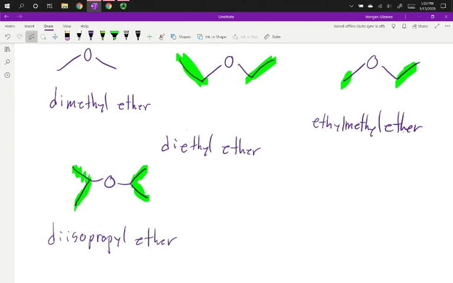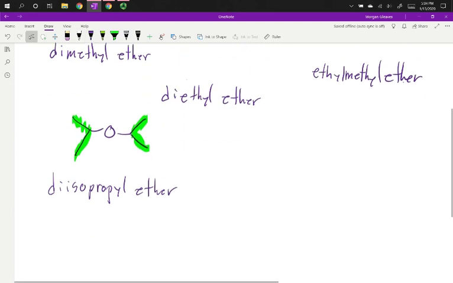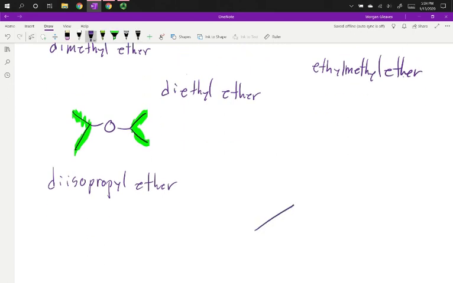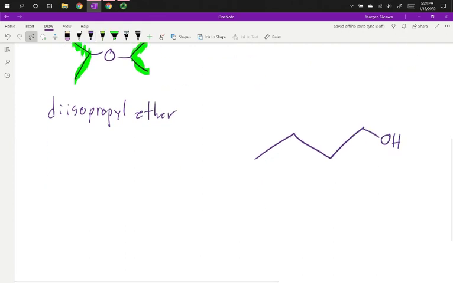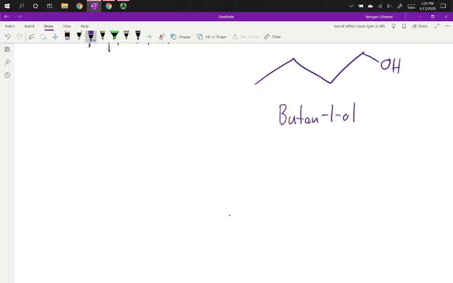They don't have a suffix. There's no suffix for ether. There is one thing, though: they do show up in other molecules. So say we had this alcohol on its own. 1, 2, 3, 4 carbons. This would be a butan-1-ol.